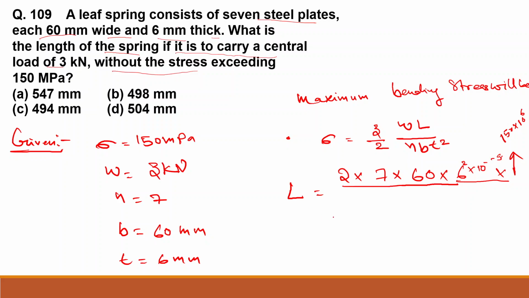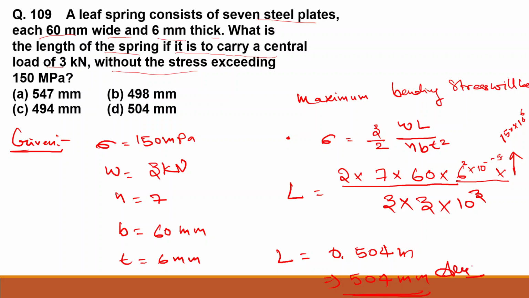Writing 3 into the load, with the kilonewton converted, 10 to the power 3, by solving this I get the value of 0.504 meter. By converting it into millimeter, 504 mm will be our right answer, and option D is the right answer.